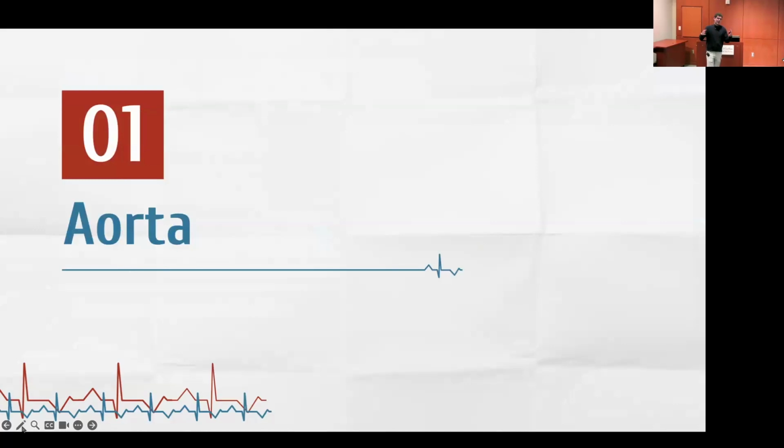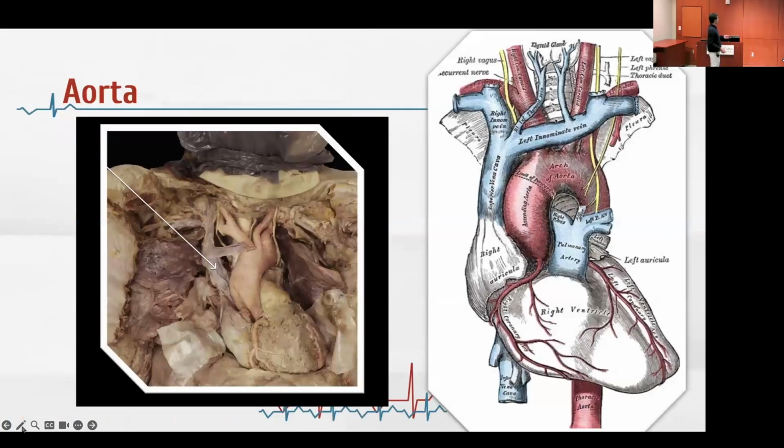So first, I want to begin by reviewing the anatomy of the aorta itself. The aorta arises from the left ventricle of the heart, ascends a short distance, arches backwards to the left side over the root of the lungs, and descends within the thorax on the left side of the vertebral column. It passes through the aortic opening in the diaphragm, enters the abdominal cavity, and terminates as the left and right iliac arteries, which are opposite the fourth lumbar vertebrae.